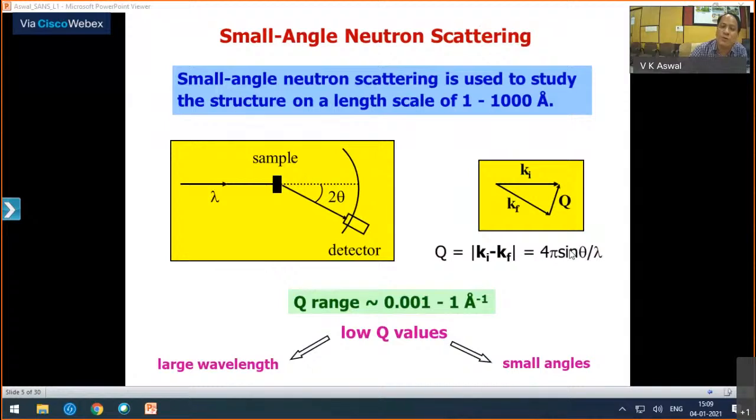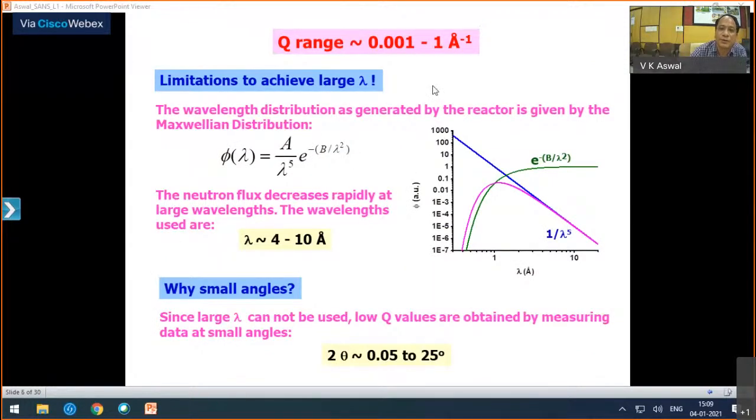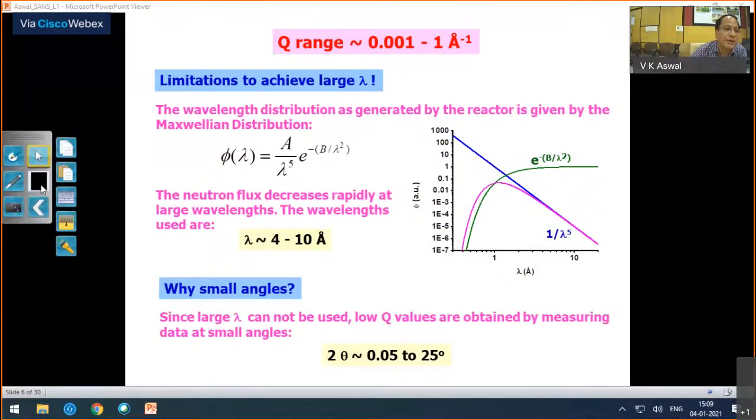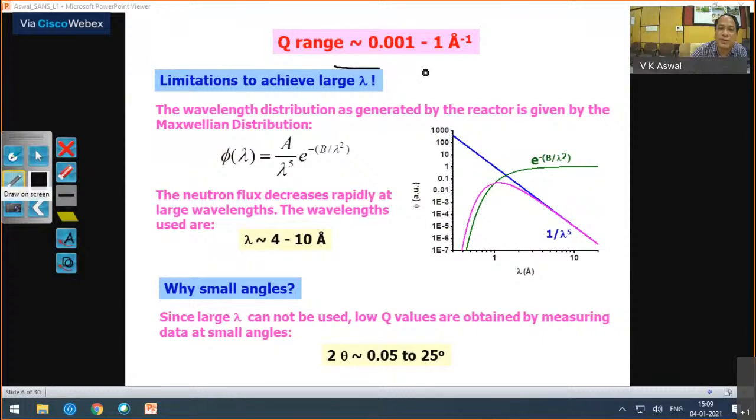So if you really want to see larger length scales, you need smaller Q values. And how do you get this? Either by going to larger wavelengths or smaller angles. So this is the Q range which you want to cover. Okay, so this is the Q range of interest, as I said. And how can you go to low Q values? You want to have larger wavelength.